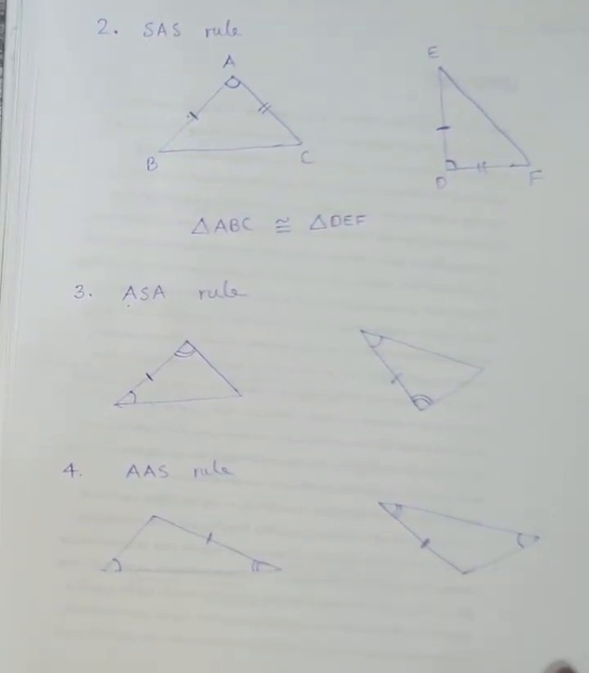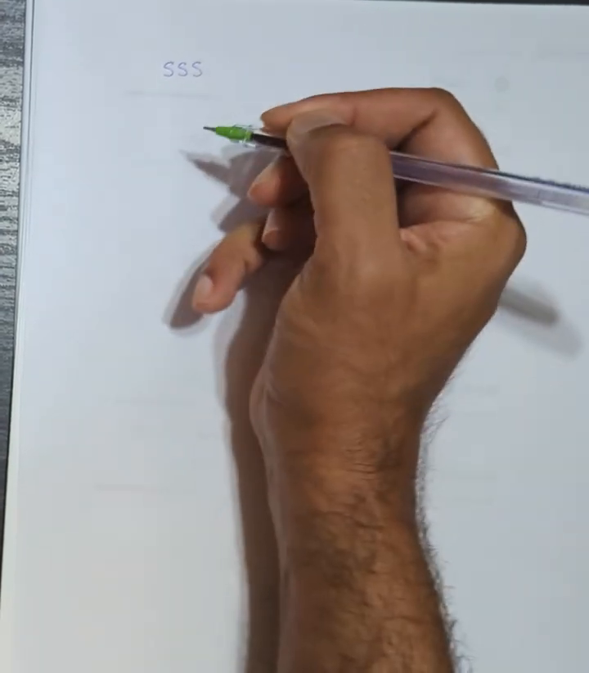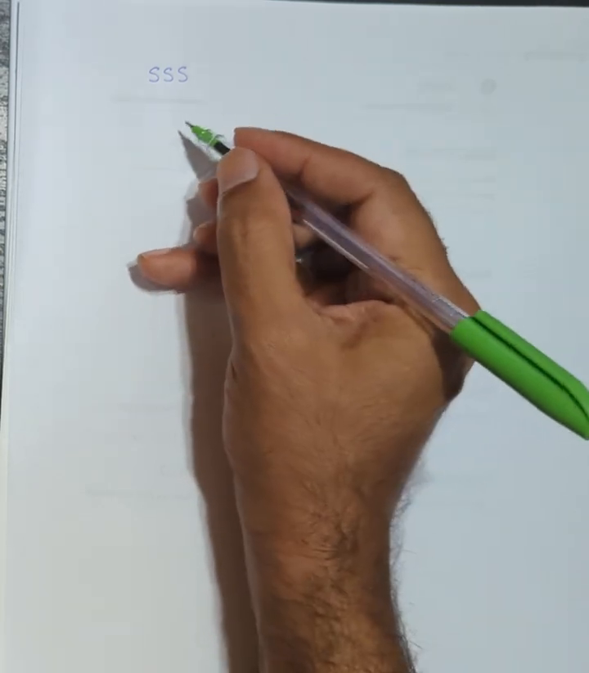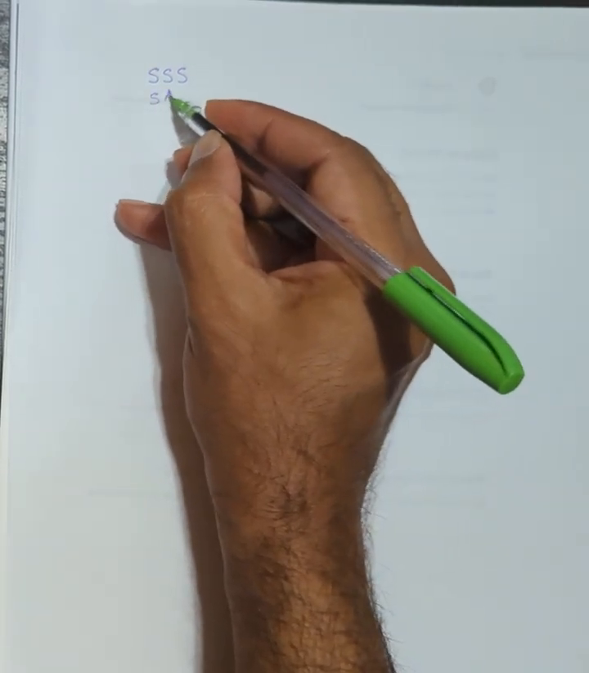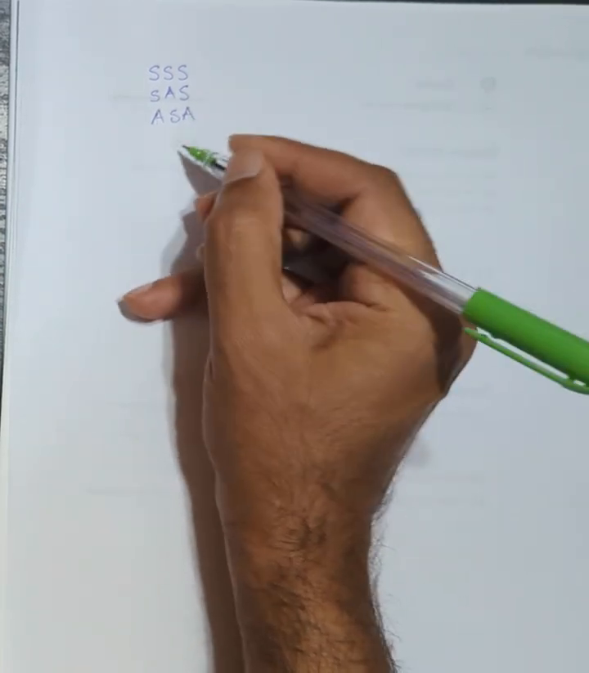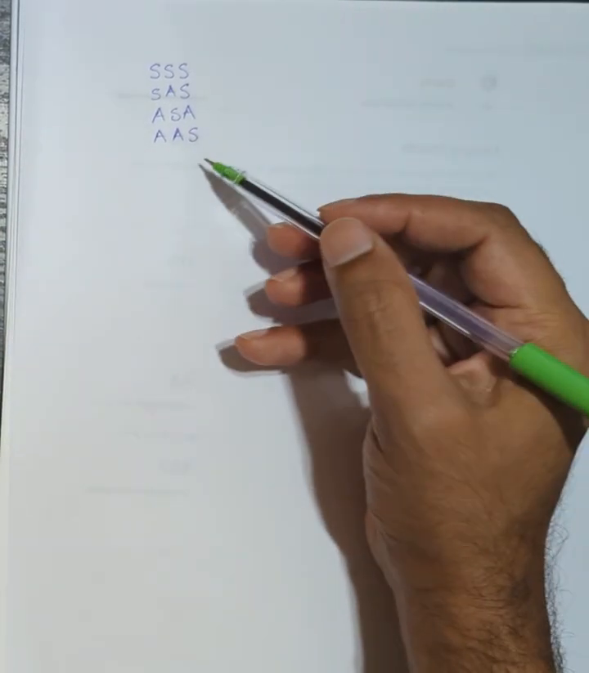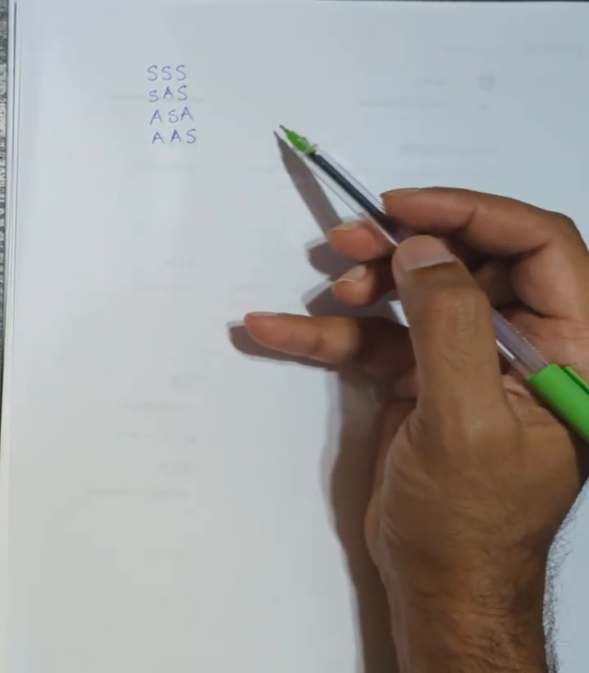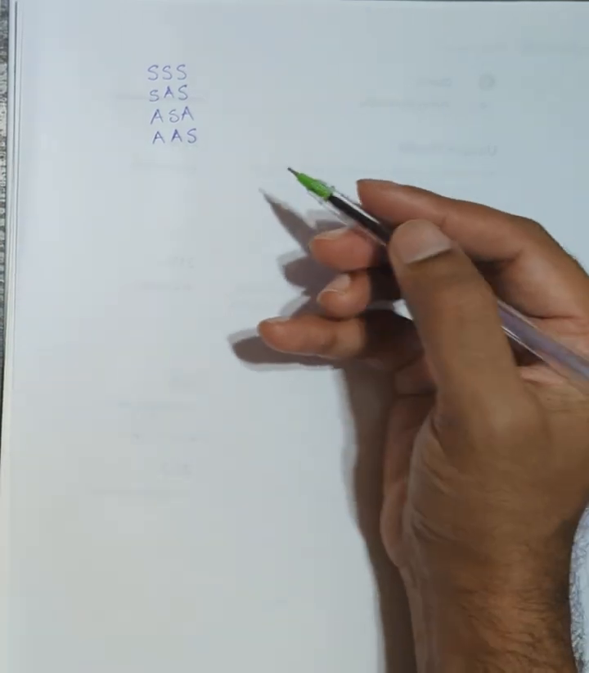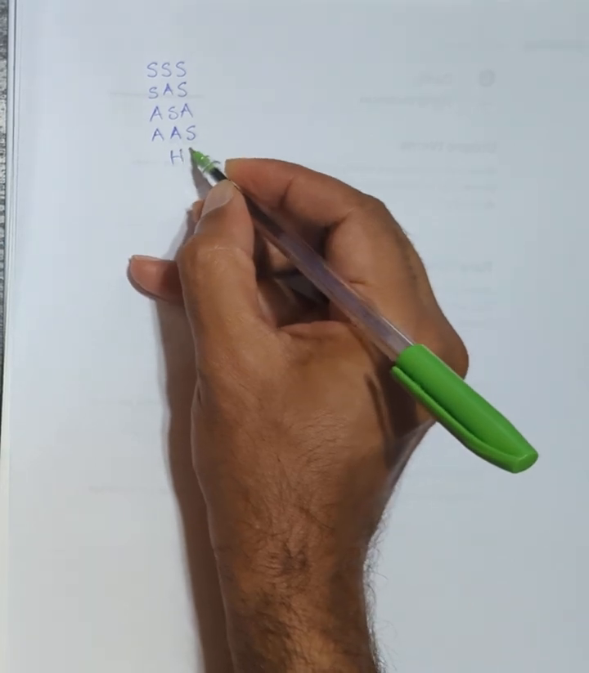So we have some rules of congruence. So let's write them all. Let's summarize. The first rule of congruence was SSS. The second rule we mentioned was SAS. And third rule is ASA. And the fourth rule is AAS. So these four rules of congruence apply to any pair of triangles. But in the special case of right triangles, we have one additional rule of congruence, and that is HL.